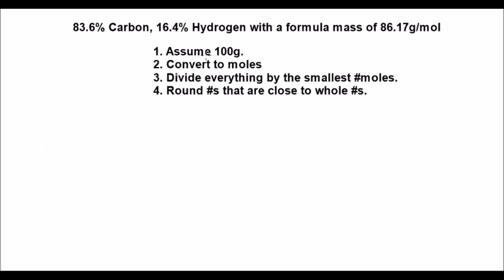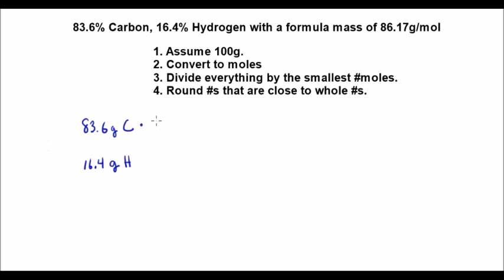It says number one, assume 100 grams. So what we want to do is assume that our sample size is 100 grams. And if that is the case, then that means 83.6% carbon, if it's 100 grams, that means you would have 83.6 grams of carbon. And of course, by the same convention, you would have 16.4 grams of hydrogen.